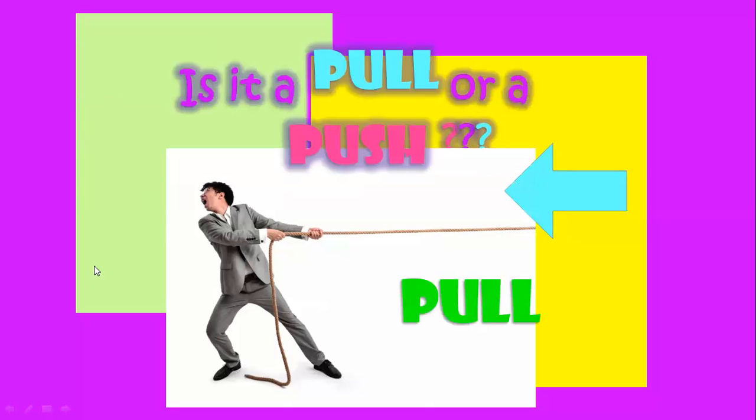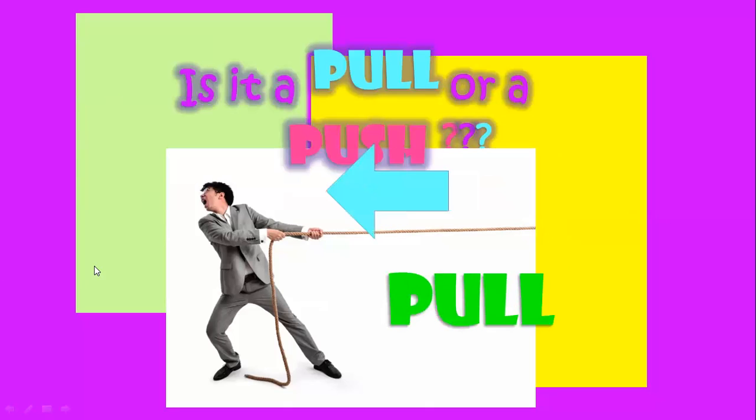So, is this push or pull? This man tried to get the rope close to him. We said close is pull. Excellent. When you move an object close to you, this is pulling. And this man is moving the market cart away from him.